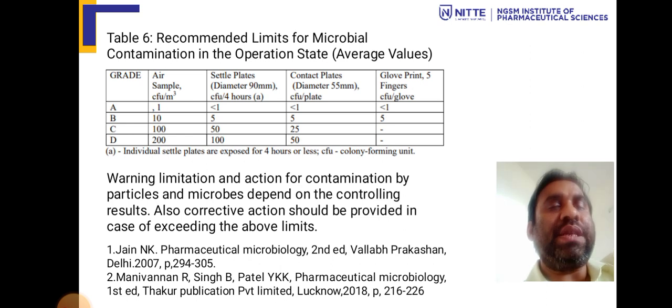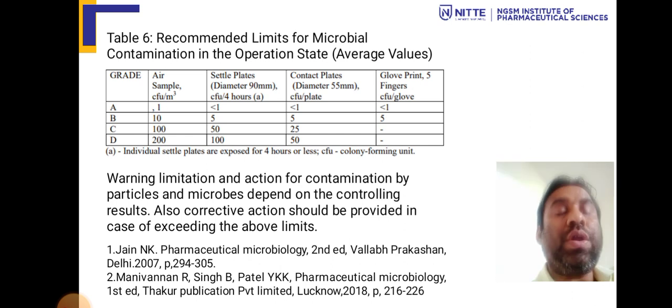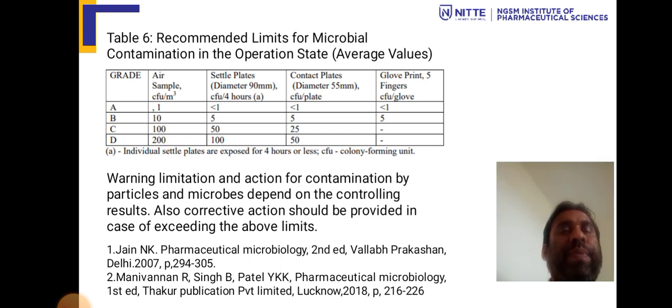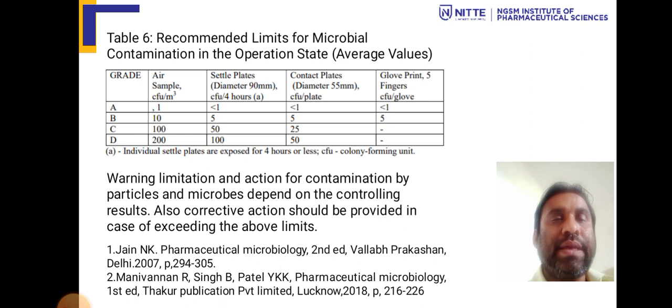In case of grade C, air sampling can have 100 colonies of organisms, 50 in the case of settle plates, 25 in the contact plates. In grade D, we can see 200 colony forming units per meter cube in the case of air sampling, and in the case of settle plates we can see 100 and 50 in the case of contact plates and nothing in glove print. So these individual settle plates are exposed for 4 hours or less, and CFU stands for colony forming units.